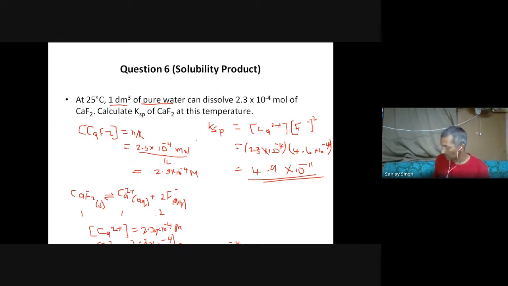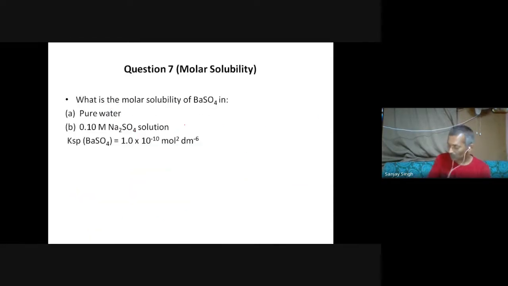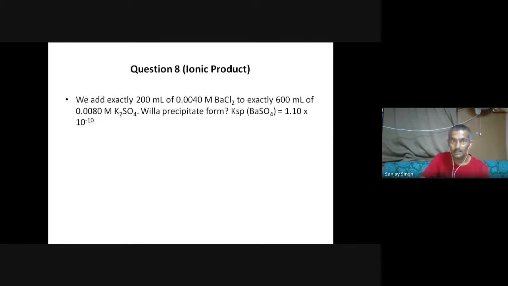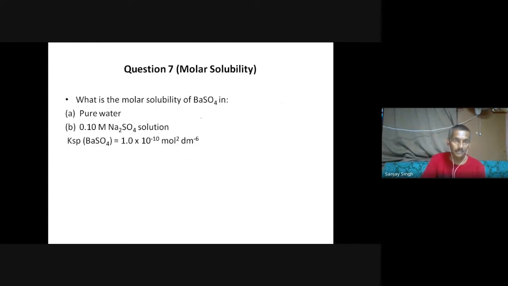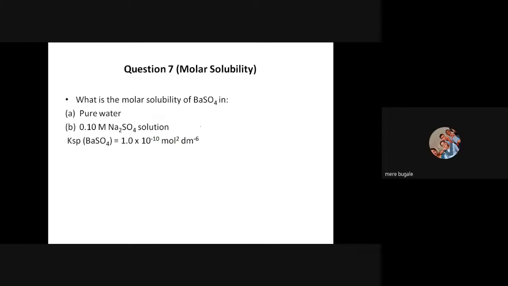Is there enough time? You have enough time, or shall we stop? You have enough time for the questions? We're left with the other questions there: question 7, question 8, question 9, and then question 10. So we're left with 4 questions there. Do we have enough time or shall we stop here? Can we continue? Yes, sir. Continue, sir. Okay, that's okay.